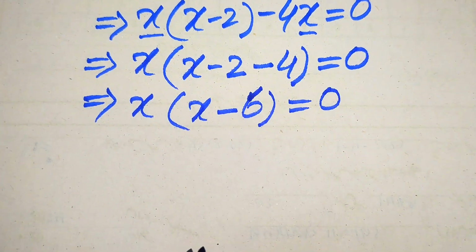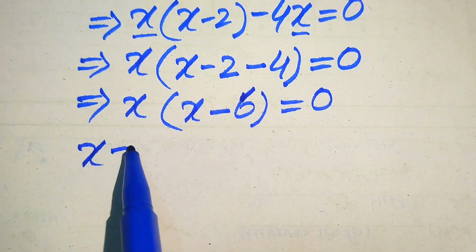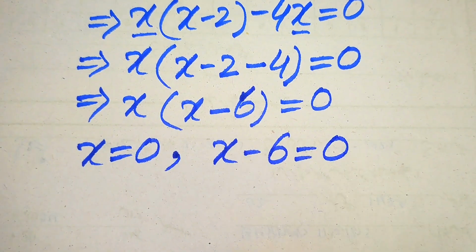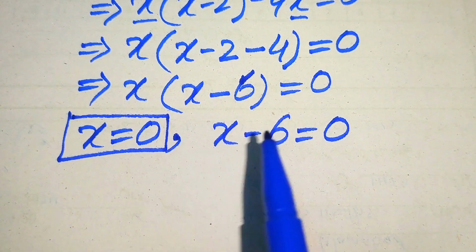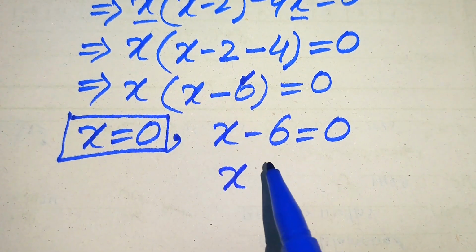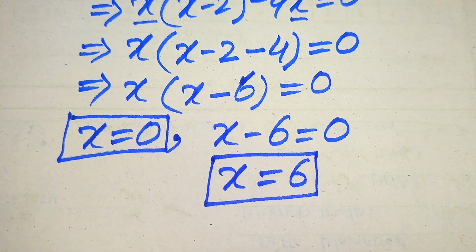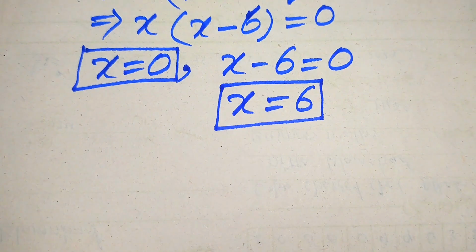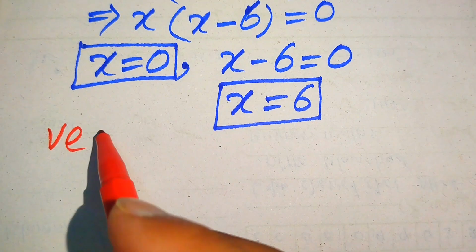In the next step we divide this equation into two cases. The first case is x equals 0, and the second case is x minus 6 equals 0. This is our first root of the given equation, and from the second case we move minus 6 to the right hand side and get x equals plus 6. These are the two roots of the given equation, and now we will verify which of these roots are solutions and which are extraneous roots.